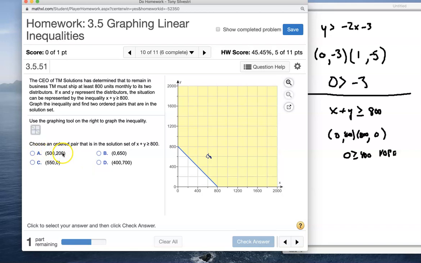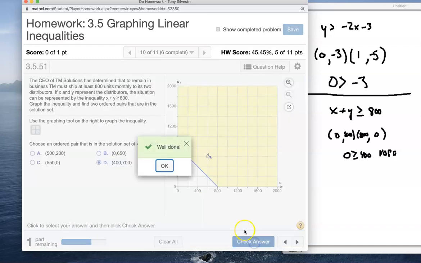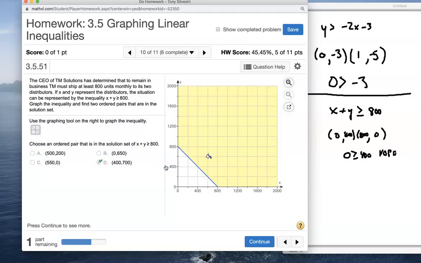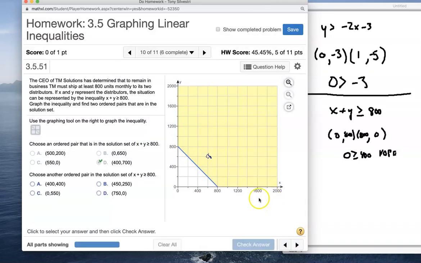500 plus 200, nope, not bigger than 800. 0 and 650, nope, not bigger than 800. Certainly not this one. This one here looks like 400 and 700 added together is 1100, so that's bigger than 800. Okay, I thought they'd sneak another. They had more real estate down there. I thought they'd sneak another problem. Well, they did. They did, those rats.